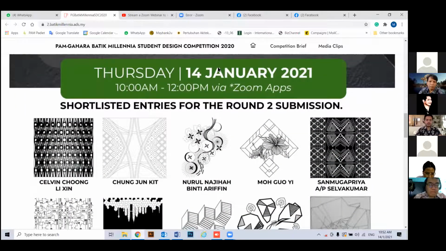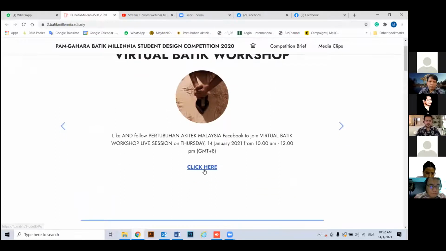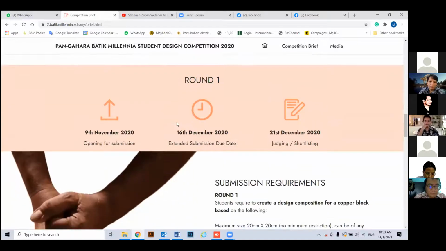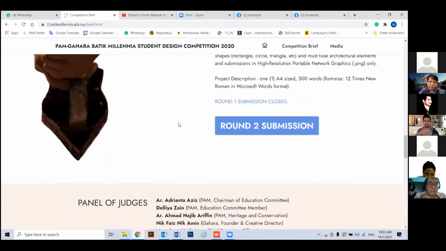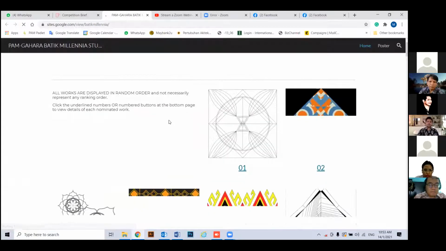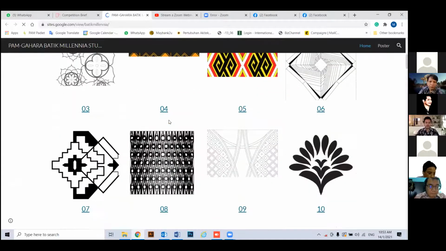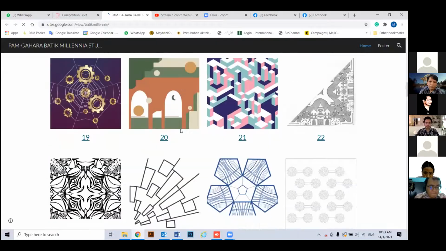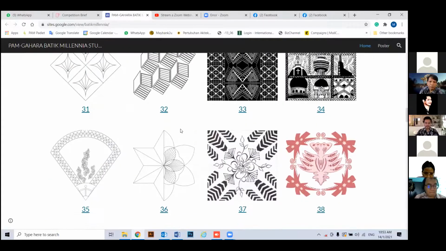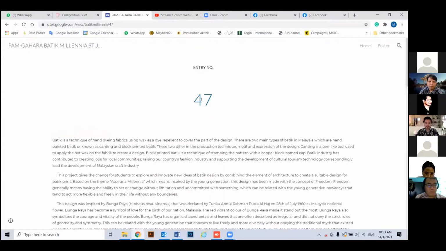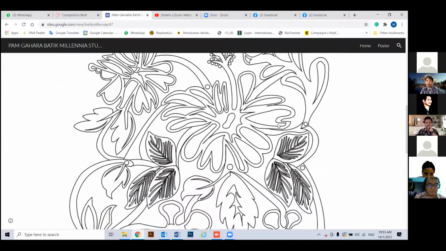Okay, go to the competition brief. Click on competition brief. Okay, scroll down. Round 1 submission. Click there. Okay, from here you can pick Zulaika's one from earlier. You pick the blue link. It will go into the bigger one. This is 47, yes, correct. Okay, click on the 47. Okay, scroll down. You can see that. Okay, now I can see.